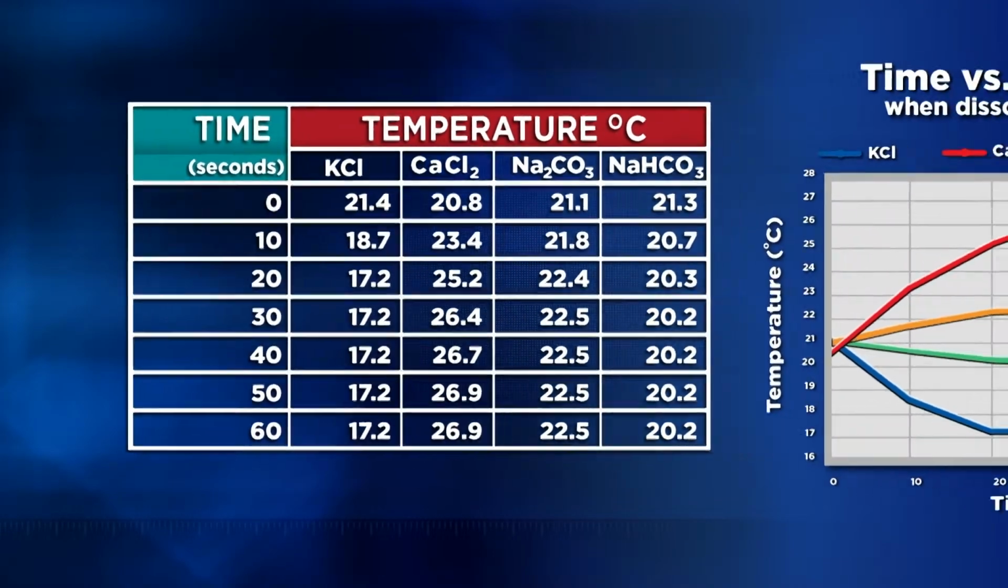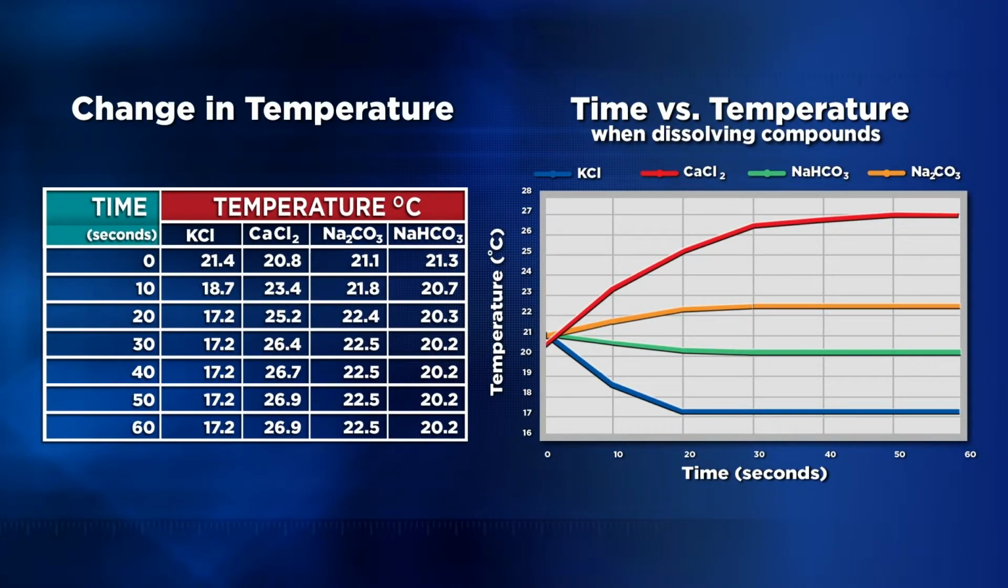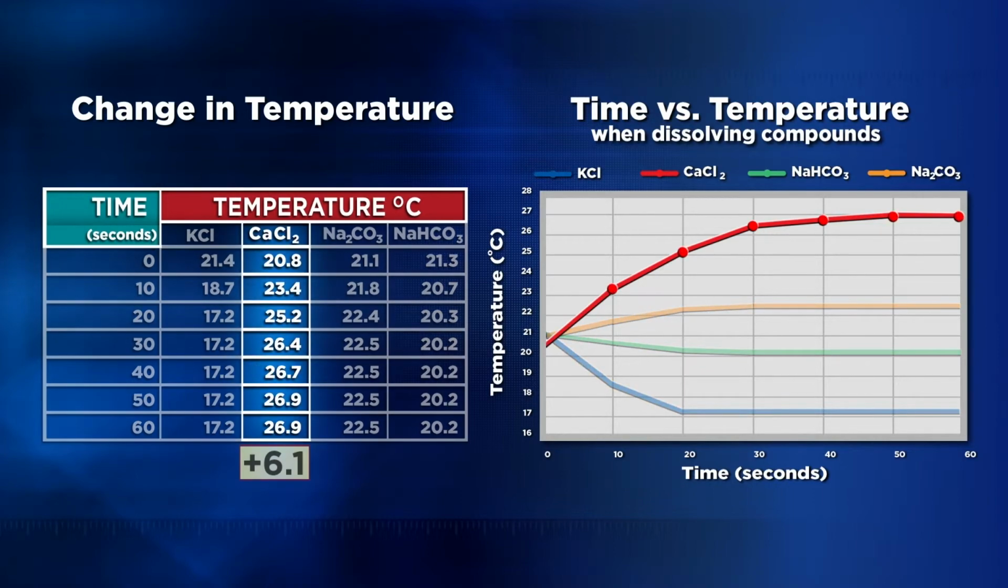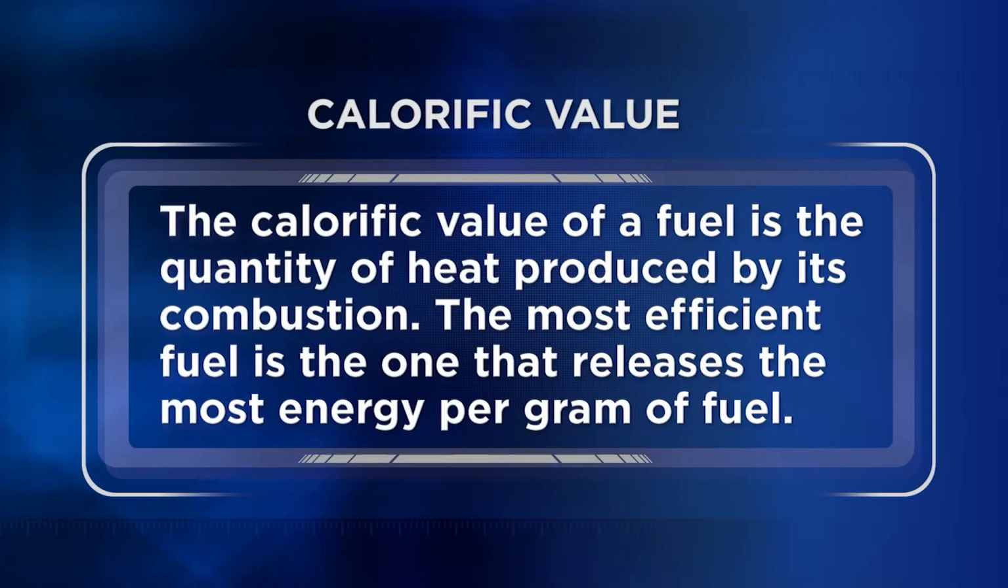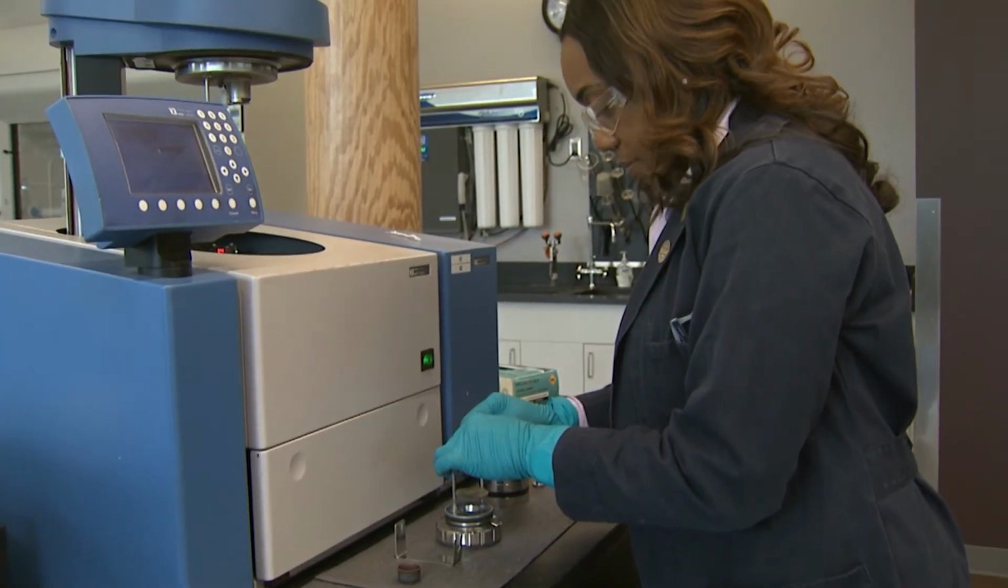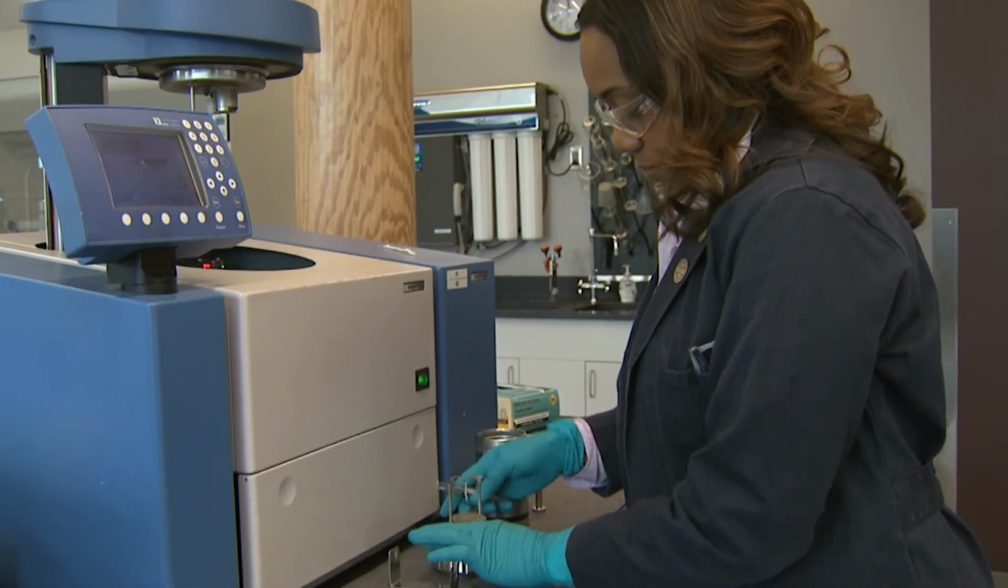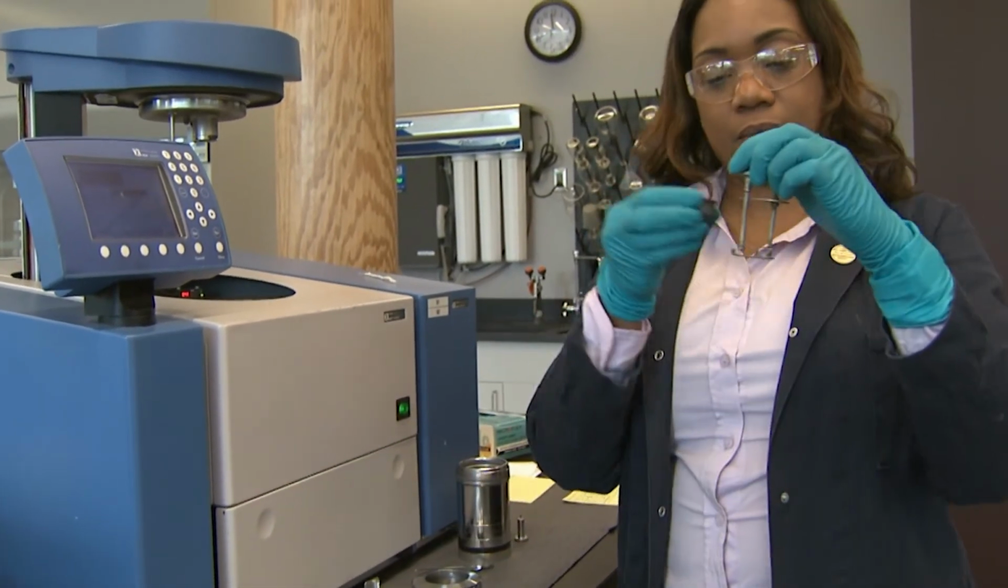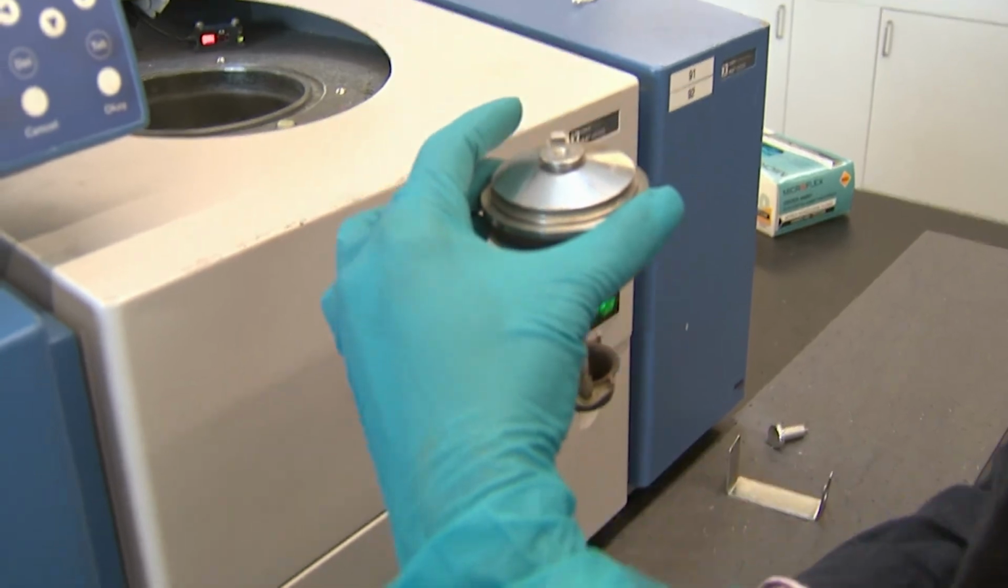Using calorimeters to measure temperature change in a closed environment, calorific value of fuels can be measured. The calorific value of a fuel is the quantity of heat produced by its combustion. The most efficient fuel is the one that releases the most energy per gram of fuel. Lastly, we visited Georgia Power, a company that uses extremely precise calorimeters to measure the calorific value of coal. And we were able to explore their laboratory to investigate exactly how their calorimeters operate.